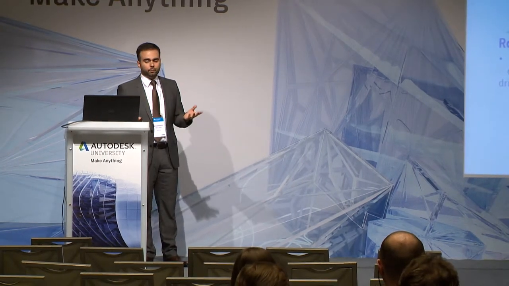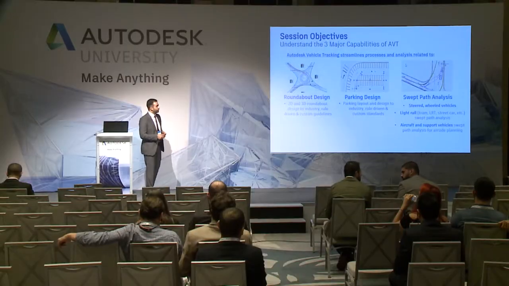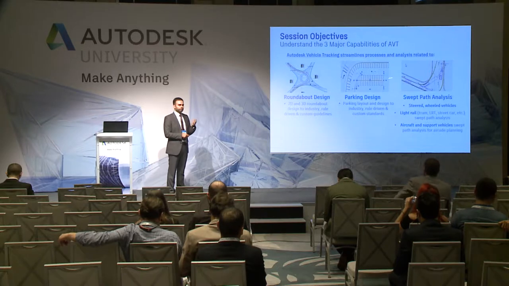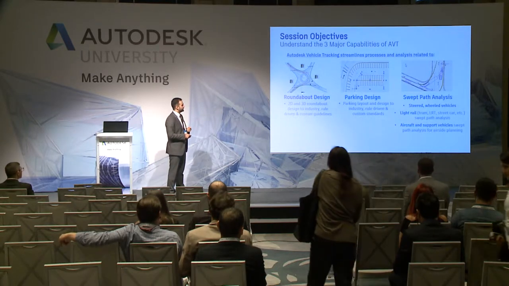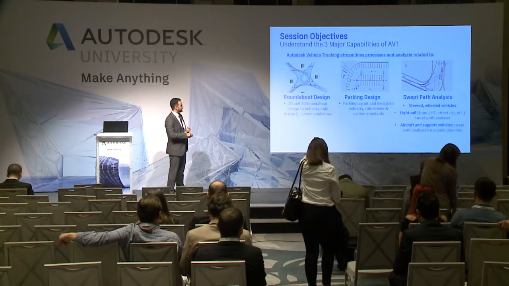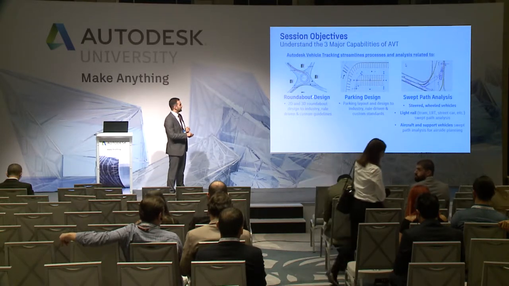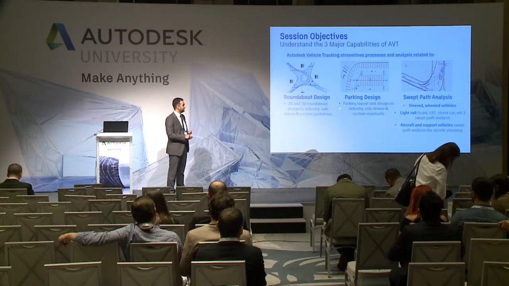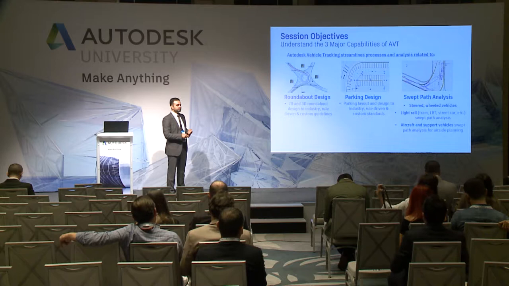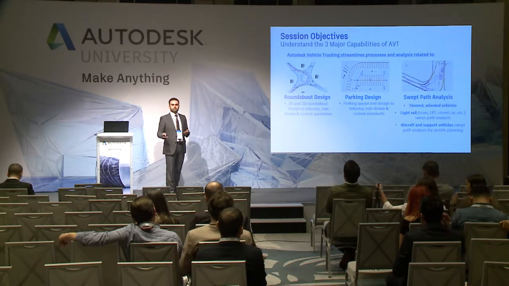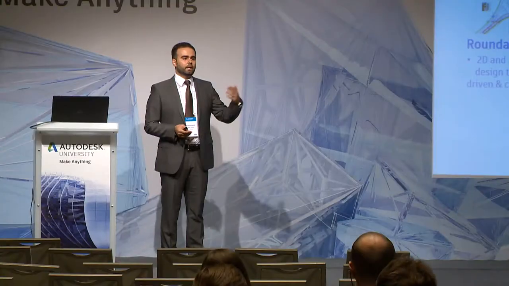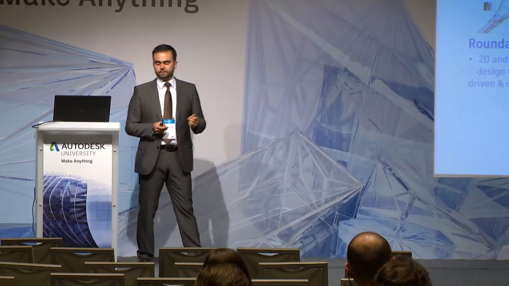So the session objective is basically to understand the major capabilities of this powerful tool or plugin that works with AutoCAD, Civil 3D and other Autodesk tools, specifically regarding roundabout design. We're going to see how we can design roundabouts in 2D and 3D. We're going to talk about parking design, as well as swept path analysis, analyzing the movement of different types of vehicles, ranging from cars to trucks to light tram and even airplanes.